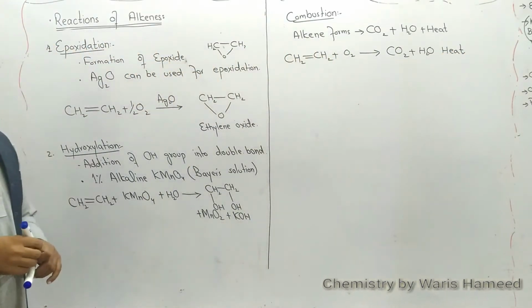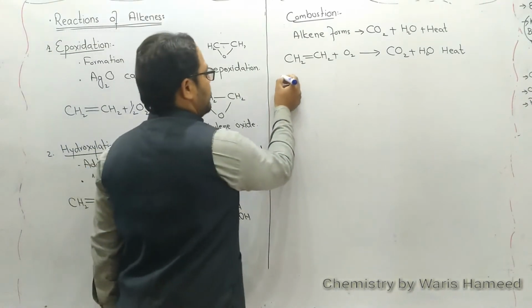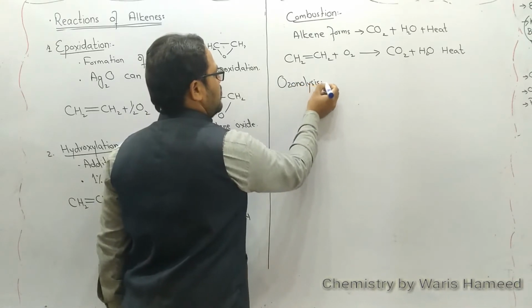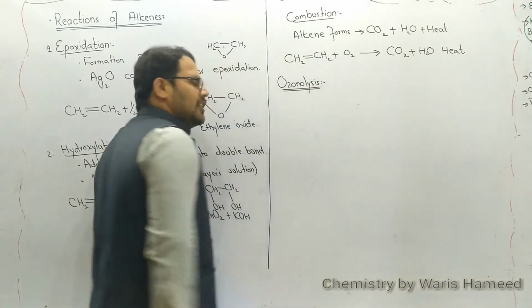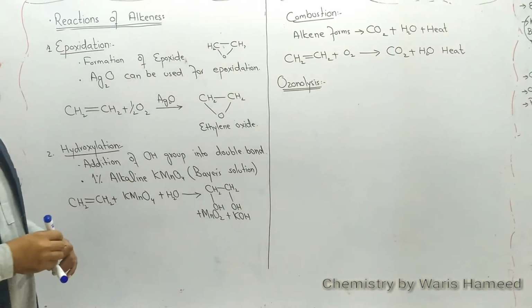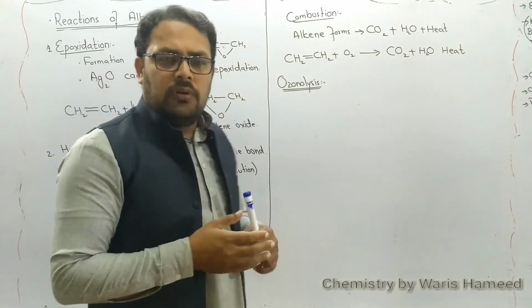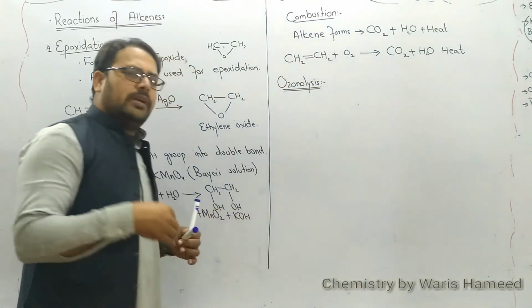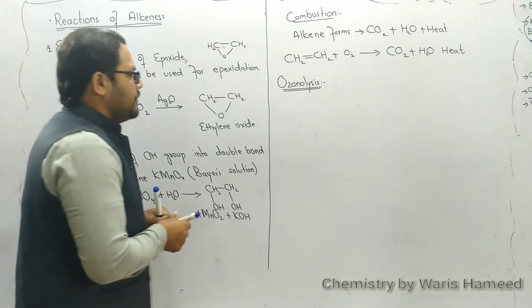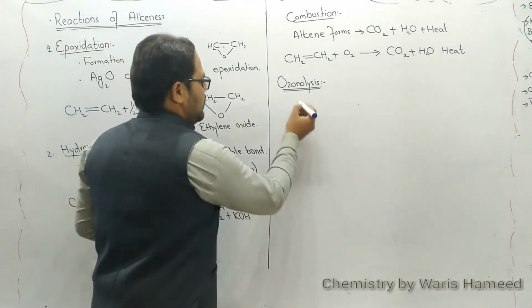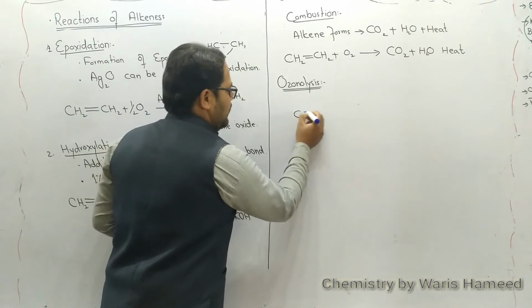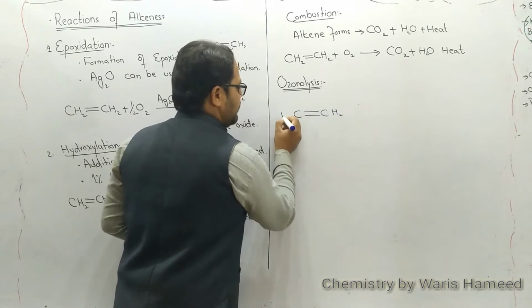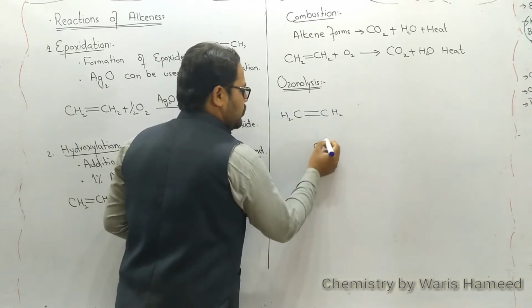Next reaction is the ozonolysis. Ozonolysis is one of the most important reactions of alkene. We will use ozone for the cleavage of alkene, and it will convert into carboxylic acid. Here is the alkene, and ozone.